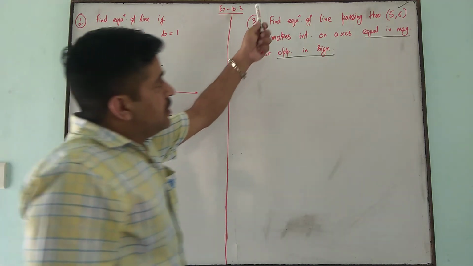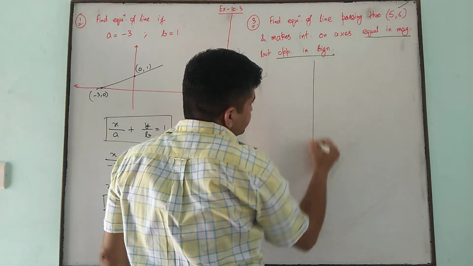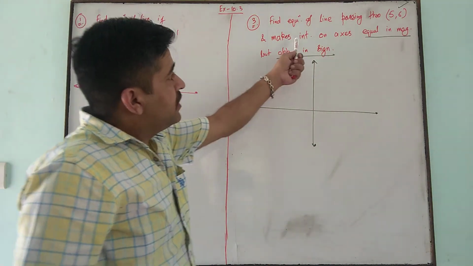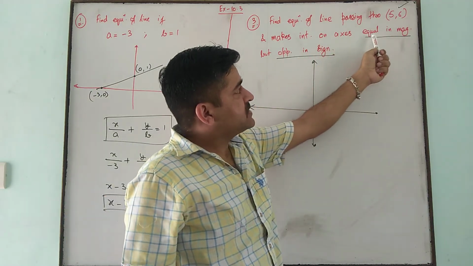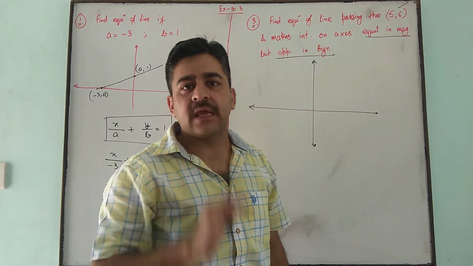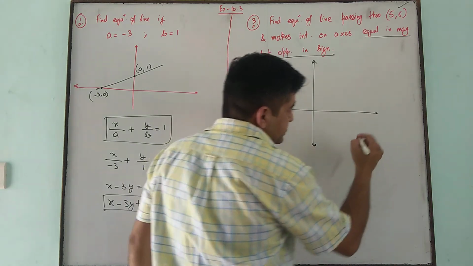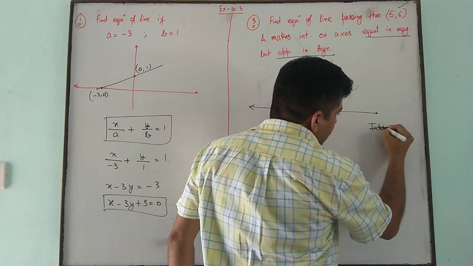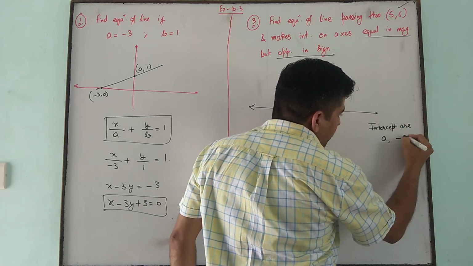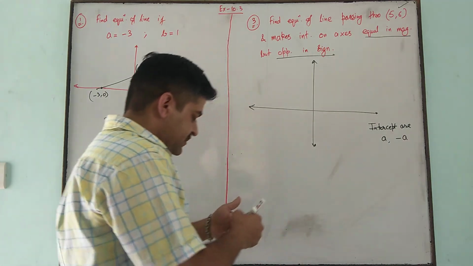Next question is, you have to find the equation of line which passes through 5, 6 and makes intercepts on axes which are equal in magnitude, means both the intercepts are a and a but opposite in sign. So its intercepts are a, minus a. That's why equal in magnitude and opposite in sign.